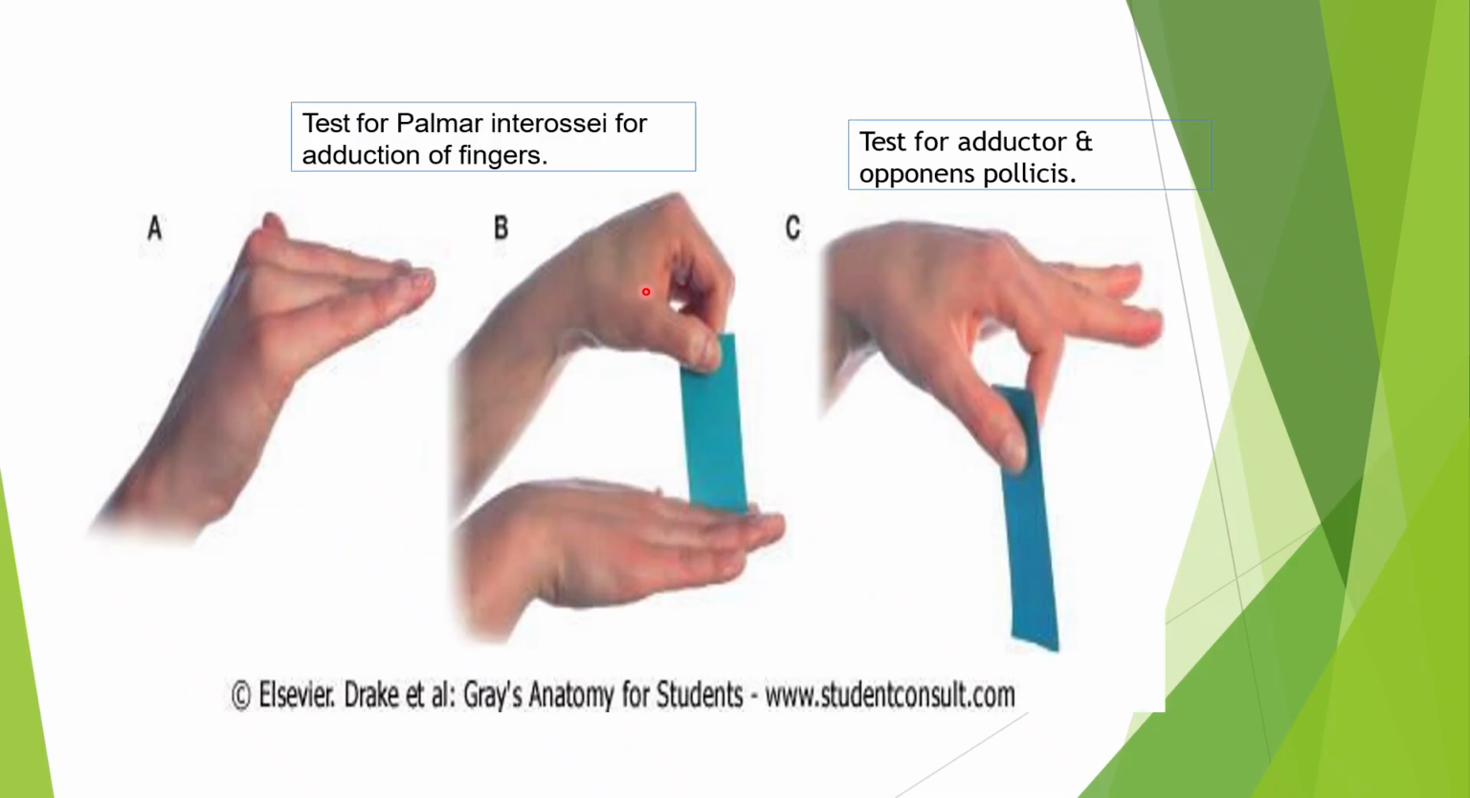So here is a test for the palmar interossei. The patient is asked to hold a paper between the fingers. If he can hold tight, the palmar interossei are intact. Otherwise, the interossei muscles are damaged, which indicates injury to the ulnar nerve. The adductor pollicis is also supplied by the ulnar nerve. If the patient is unable to hold the paper with the thumb, that again indicates injury to the adductor pollicis and the ulnar nerve.